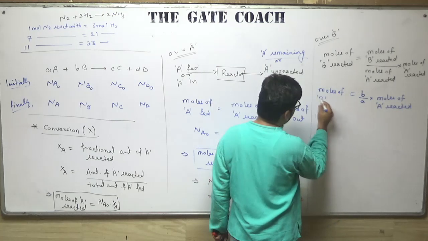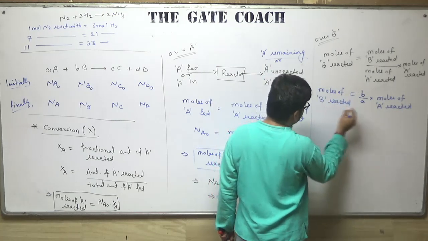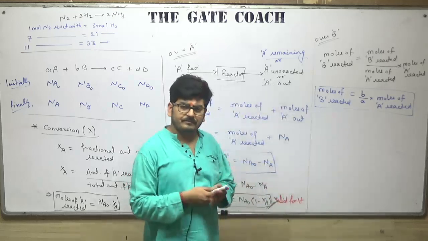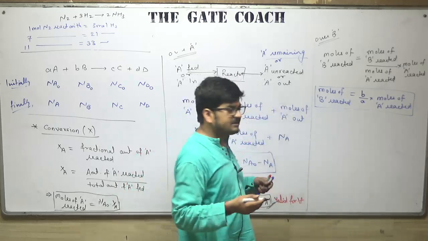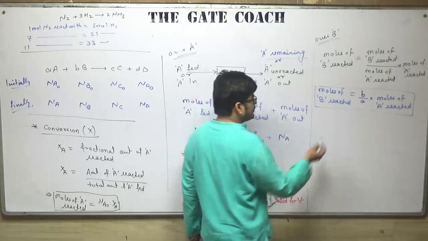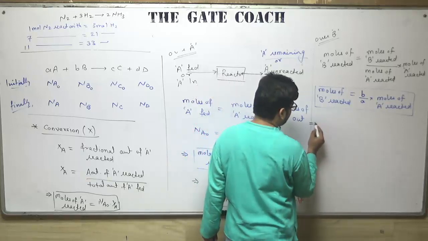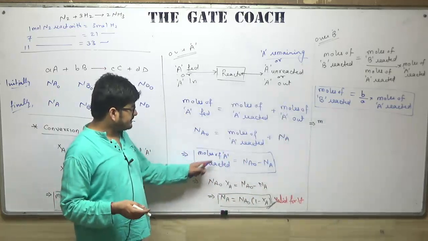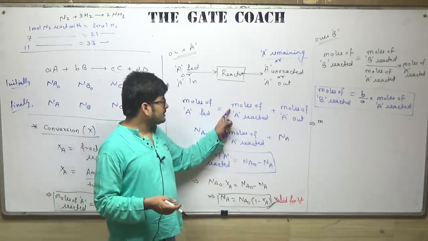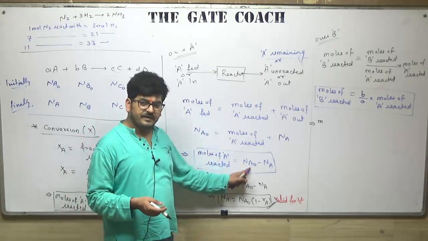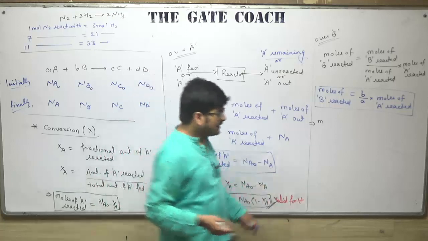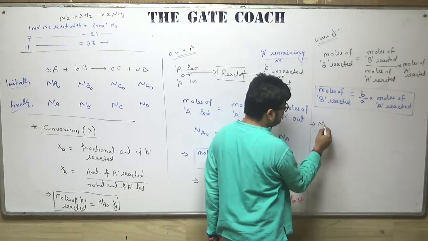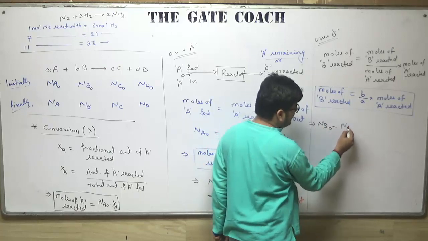So moles of B reacted will be equal to B by A times moles of A reacted. Now let's put the values. Moles of B reacted can also be written as, see, moles of A reacted is equal to moles of A fed minus moles of A out. Similarly, moles of B reacted can be written as moles of B fed minus moles of B out.